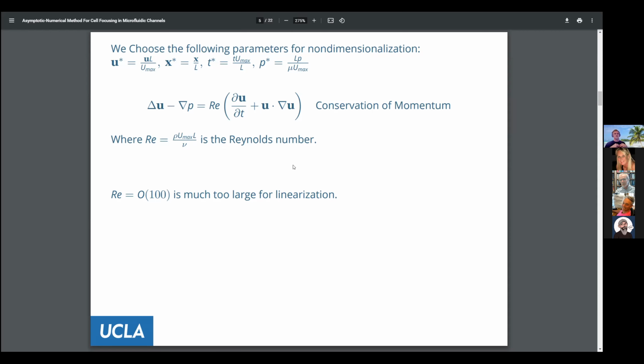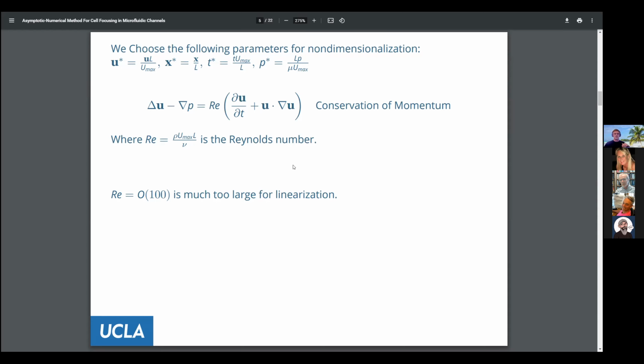So you can imagine in big, fast flows, the Reynolds number is very high, whereas in small, slow flows, it's very low. So these devices are actually, even though they're 100 microns in width, run at such high speeds because they want to do high throughput tests that the Reynolds number is actually around 100. And so it's much too large to try to ignore the nonlinearity in the system.